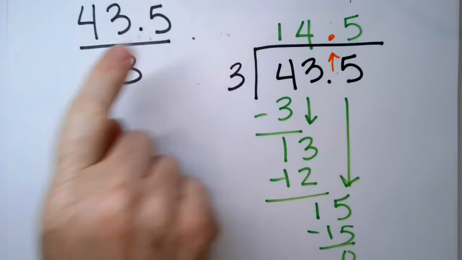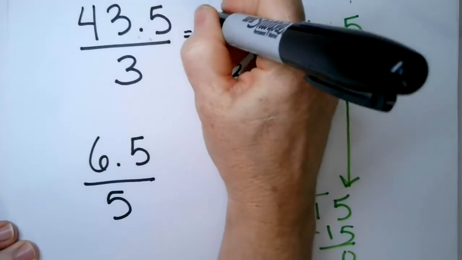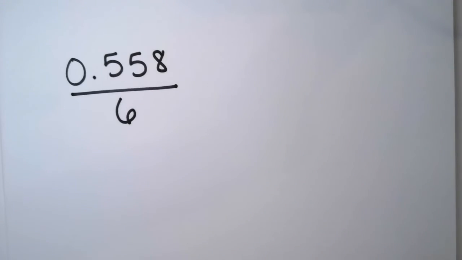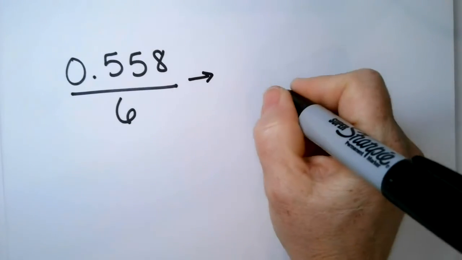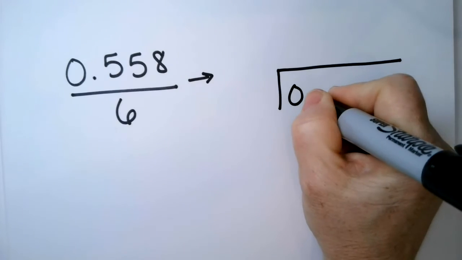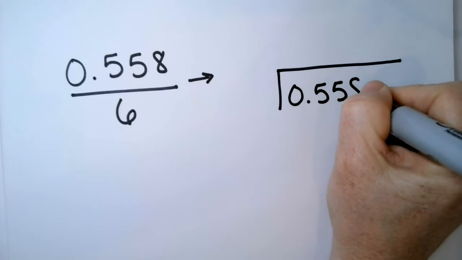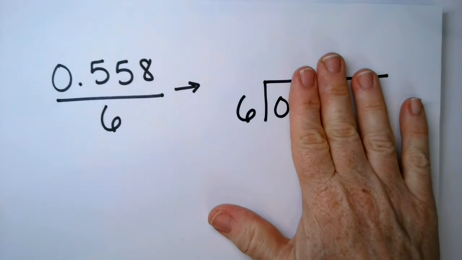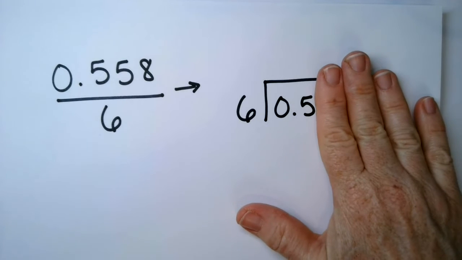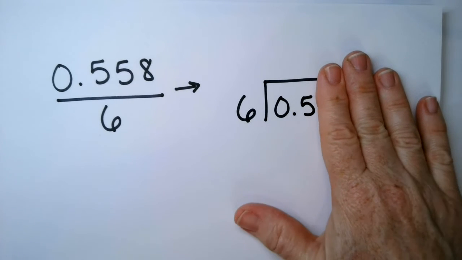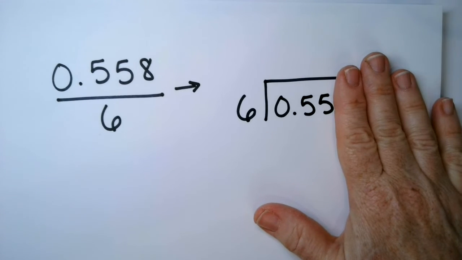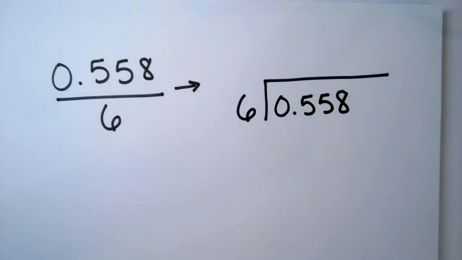Okay, so this equals, so what we do is we say 0.558, and then the 6 goes here. All right, so obviously that's 0. So we scooch over. Does 6 go into 5? Just ignore the decimal point. Now 6 doesn't go into 5, so we got to go over here. 6 goes into 55. All right, so let's see.